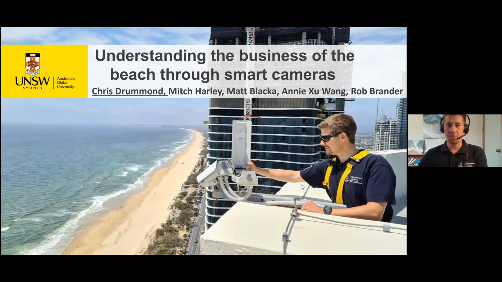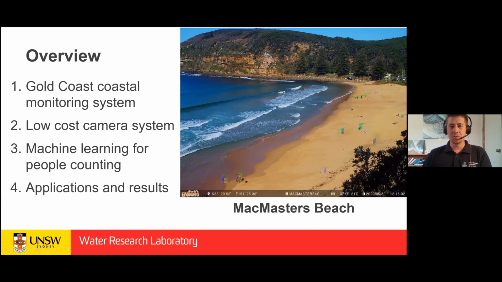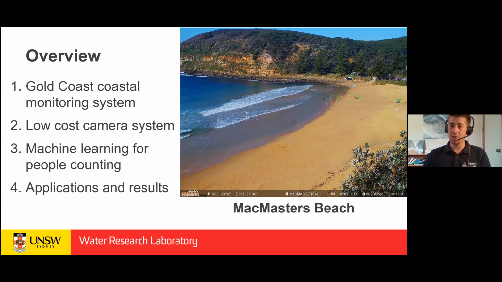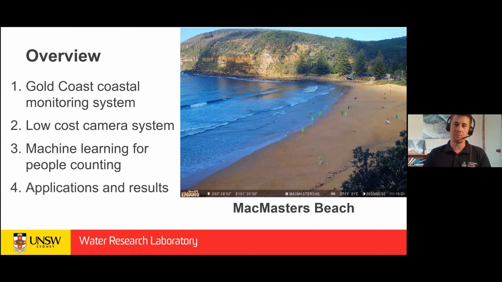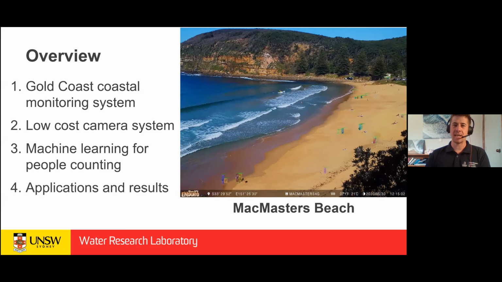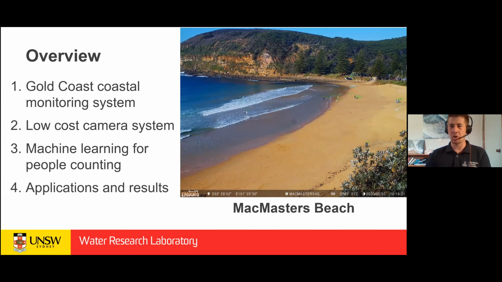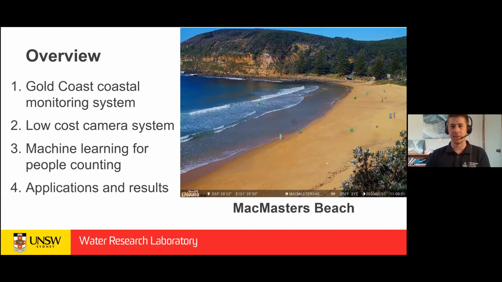So here's a bit of an overview of my presentation today. I'll talk about some of the coastal monitoring that we do up on the Gold Coast to serve as an example of a very sophisticated network of what you can do with cameras. Then I'll introduce a much lower cost camera system, where we've made a few compromises on what it can do in order to bring the cost down and make it a lot more flexible.